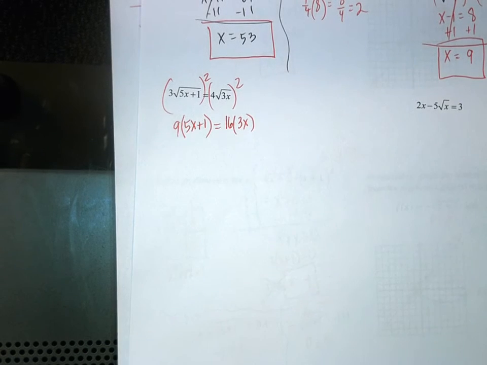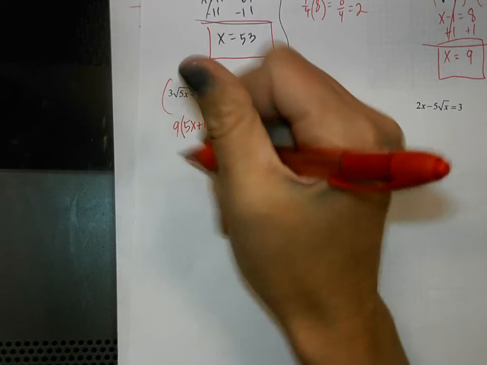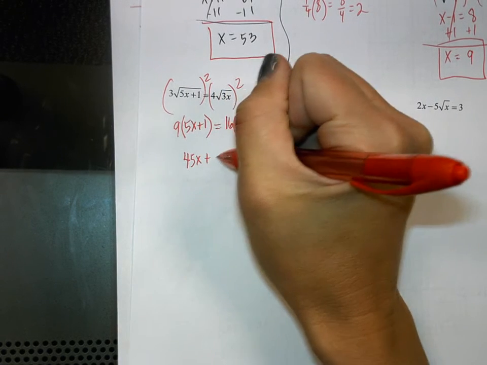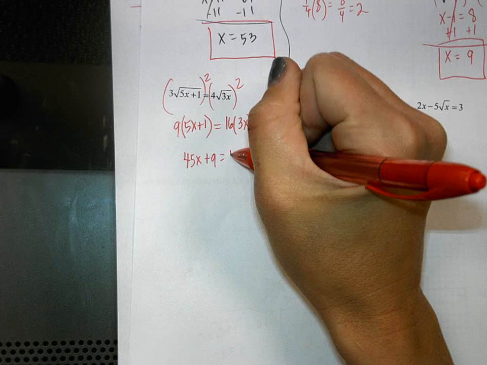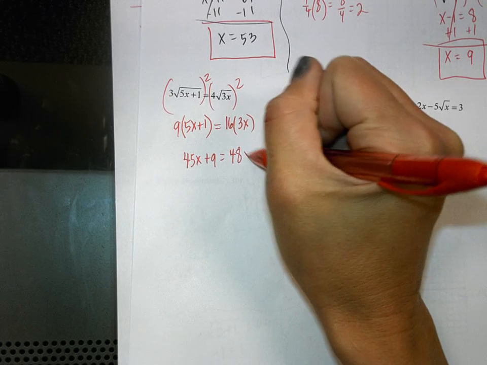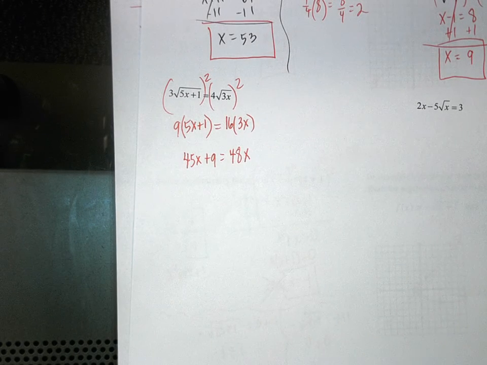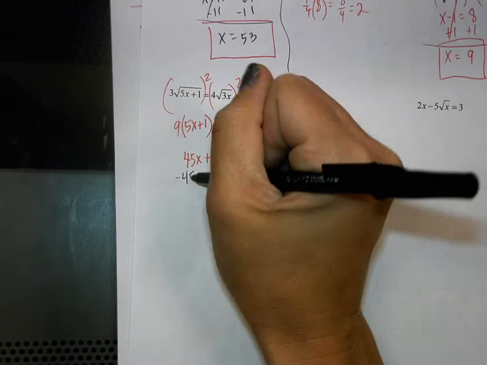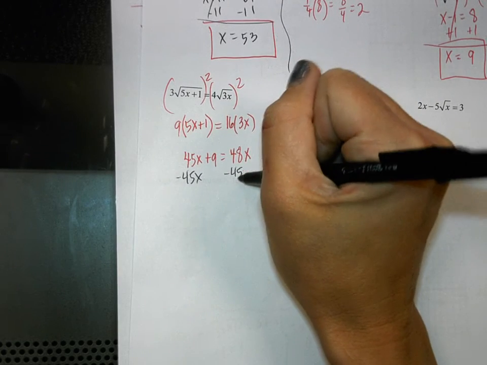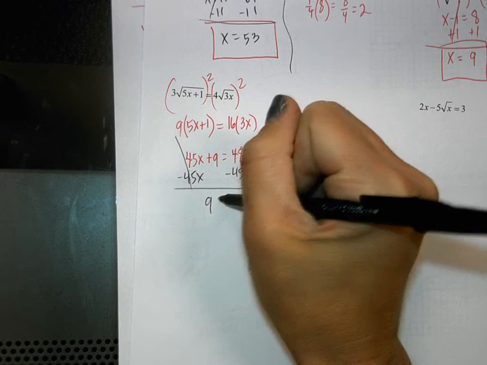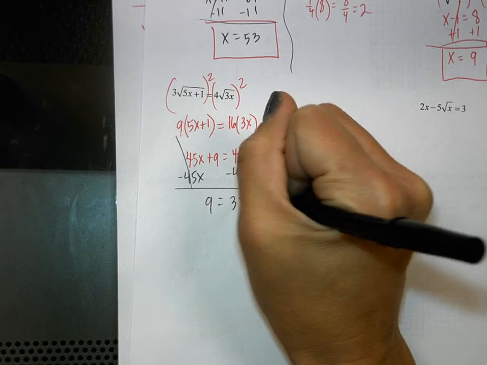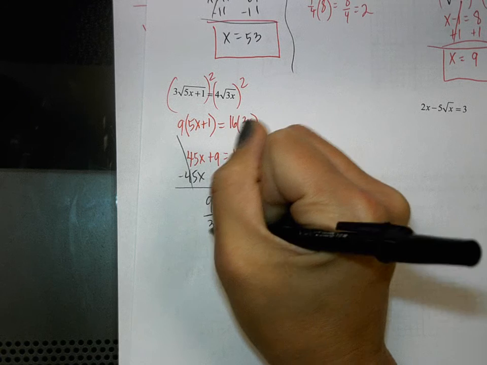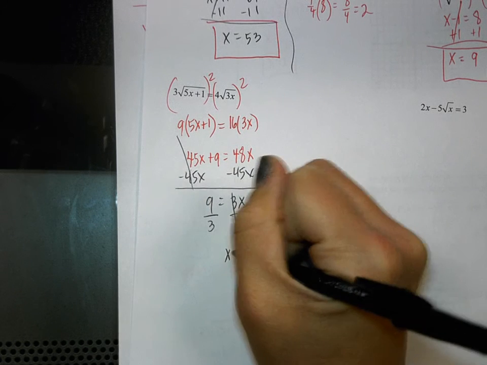Good. To solve now we would distribute, and so 9 times 5x is 45x plus 9 equals 48x, right? Then I will do what? Subtract 45x. Good. And so I have 9 equals 3x, and then I will divide by 3. Good. And so my answer is x equals 3.